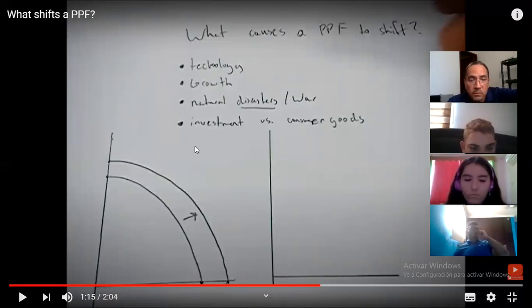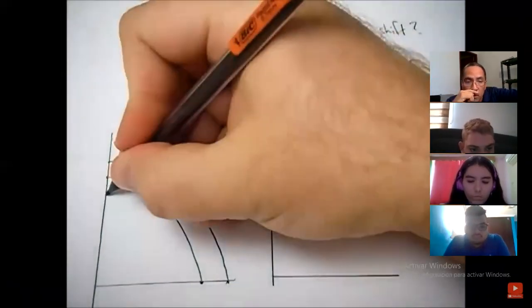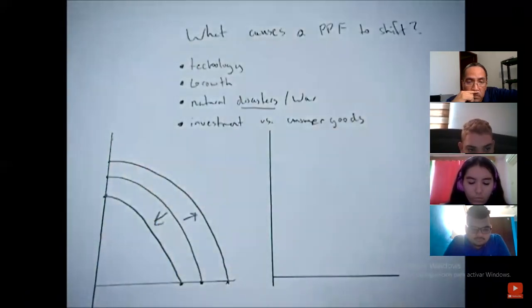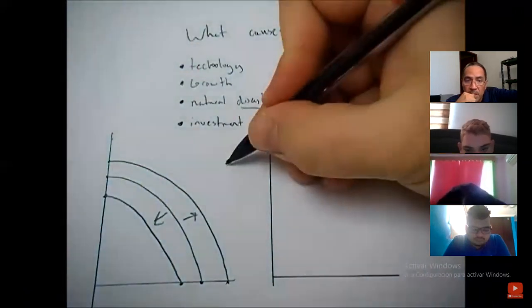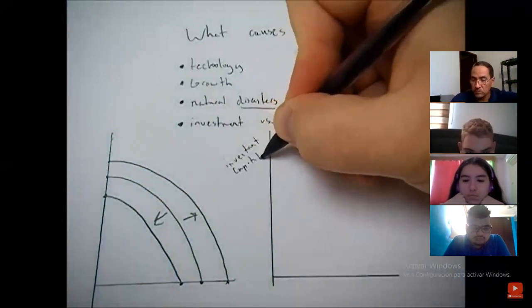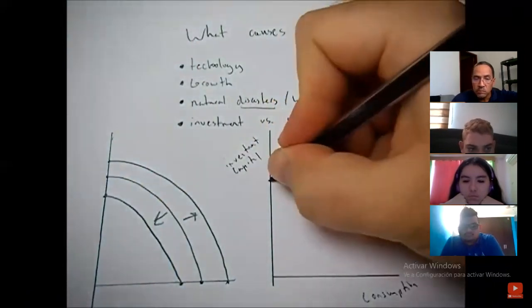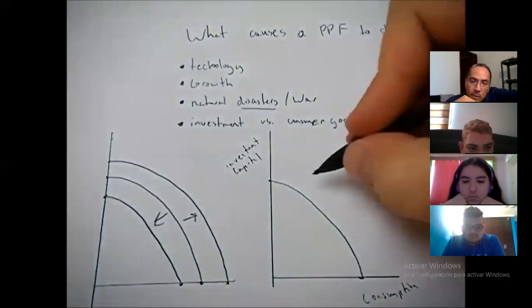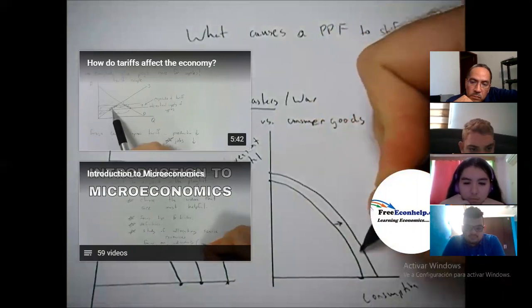Okay, let's continue. But what if we have a natural disaster like Hurricane Irene and some factories get destroyed? We'll actually see our PPF shift in because we can produce less goods. Also with war if they destroy some things. Now with the last one, we have investment goods or capital goods versus consumption goods. So if we choose to consume today a lot of consumption goods like jeans and food, then in the next time period, we're going to have a very small shift out, limited growth in the economy.